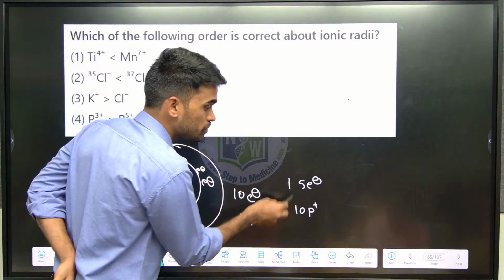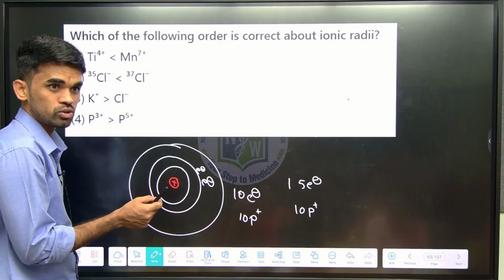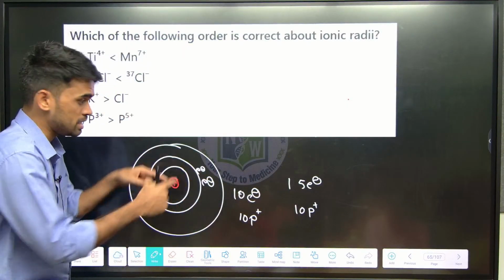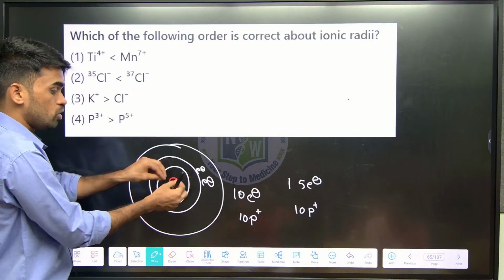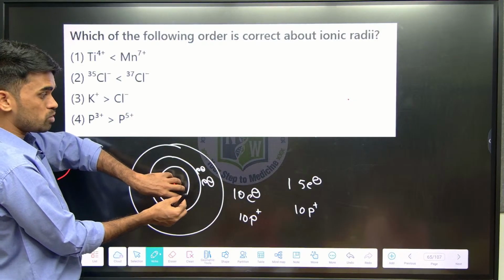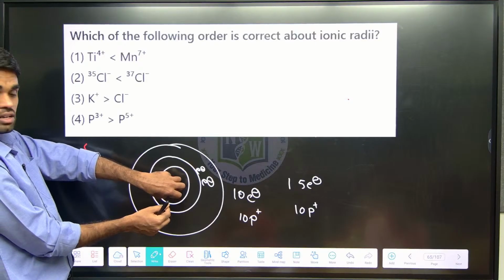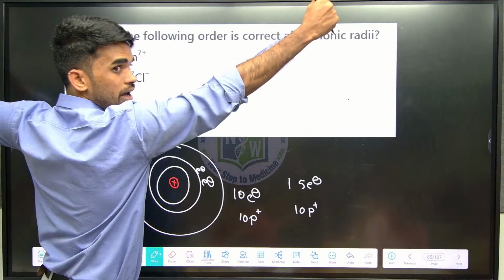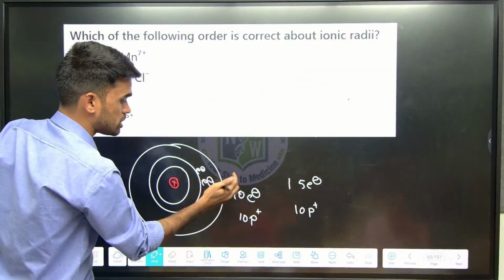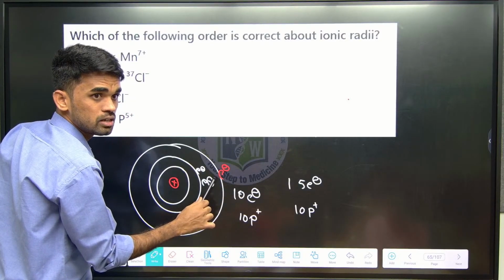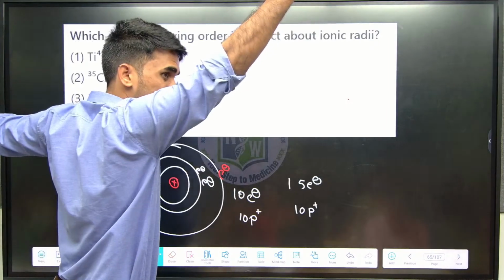Who is more now? Electron count is more. If electron count is more, where will those electrons lie? In these orbitals. Since positive charge is more, that will attract the electrons. But who is dominating? Electrons. So those electrons will expand, like they will repel each other. If two like charges are near each other, what happens? They will expand like this.